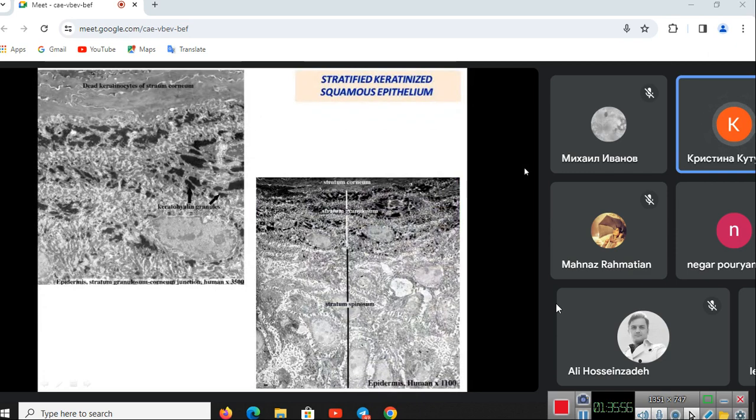Next layer is the stratum granulosum, in which the keratohyalin granules are located in the cytoplasm of the cells. They are blackish here in stratum granulosum, and next layers will be stratum lucidum and stratum corneum. In stratum corneum, which is seen here, no cell nuclei and no organelles are seen, so these are squames filled with soft keratin from inside.